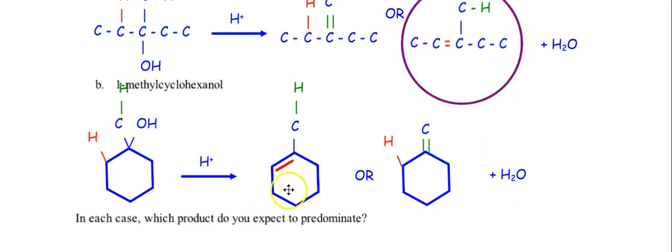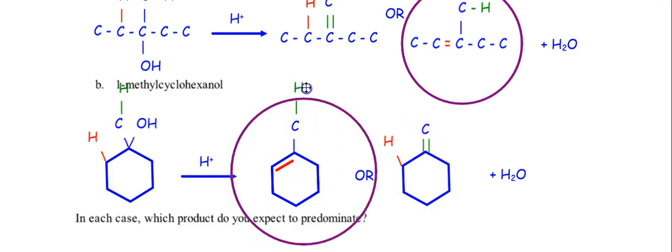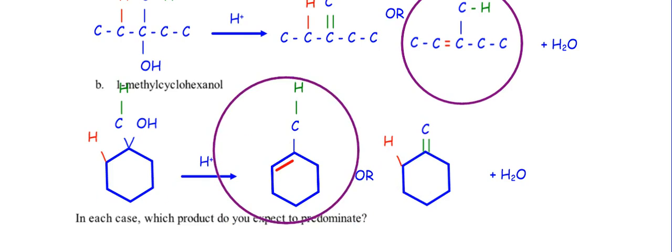So what about over here? Which one of these two do you think is going to predominate? The one where the double bond is part of the cyclohexene ring, or the one with the double bond hanging off of it? Well, if you said this one, you are right.